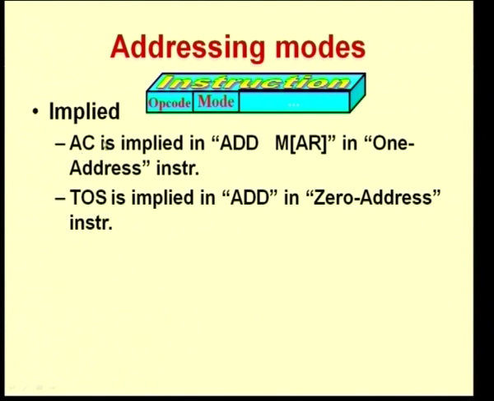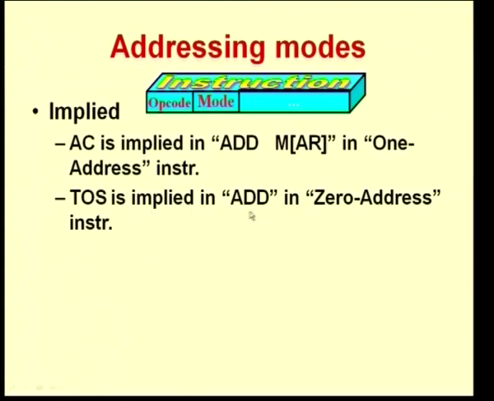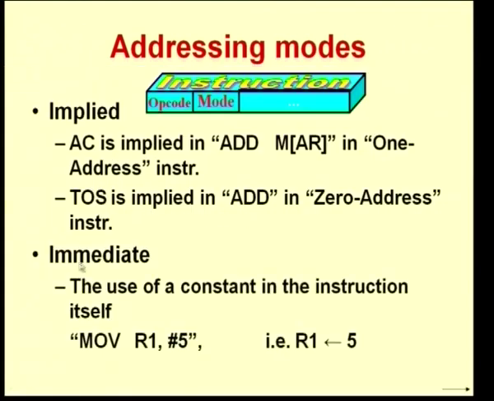Similar implied addressing mode is also there in zero address instructions. For instance, in a stack based architecture, when we just said add, it automatically takes the operands from the top of the stack and top of stack minus 1, adds them and stores the result back on the top of stack, right. So, in this case the top of stack was something which was implied. Okay. So, this is an example of implied addressing mode.